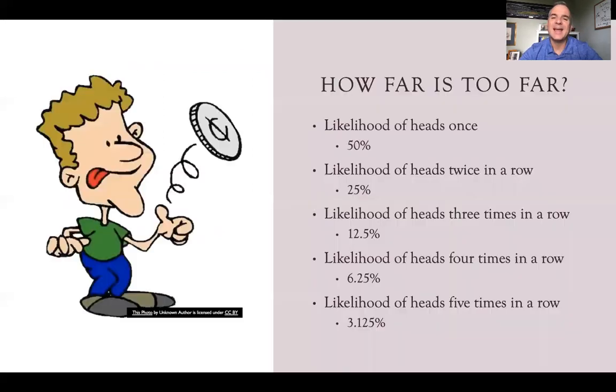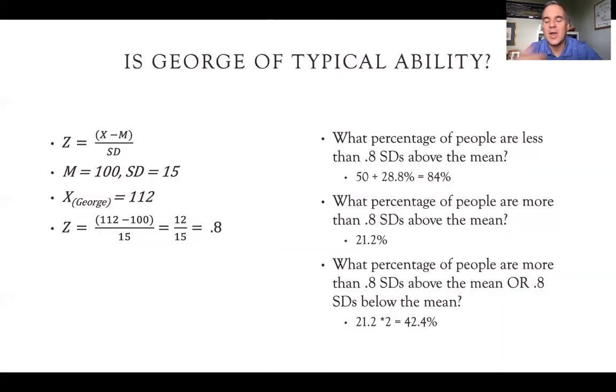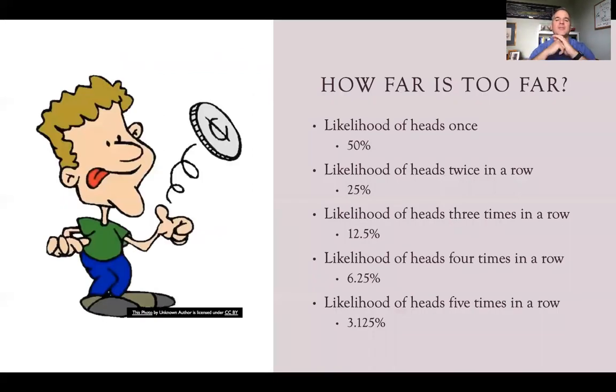So, okay, how far though is too far? So we can say, okay, a p of 0.42, that probably says, yeah, it's pretty typical. How far away would George have to be before we would say it's not very typical? And that comes from just our ideas of percentages.